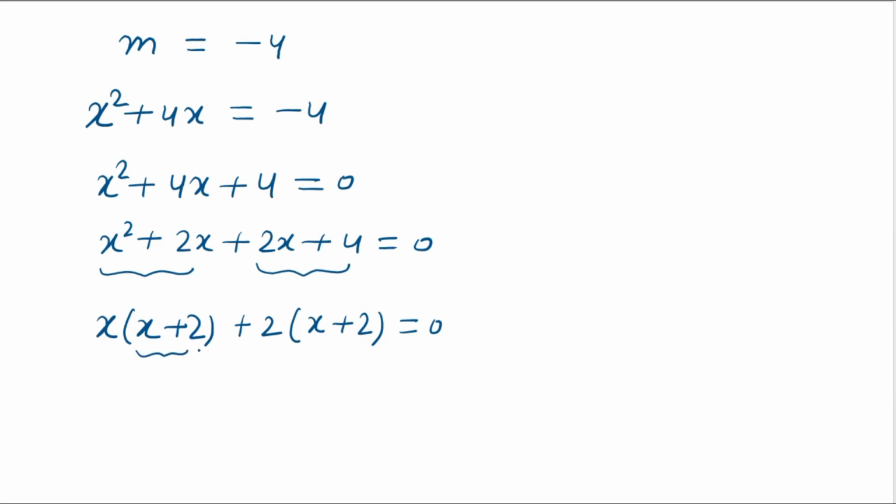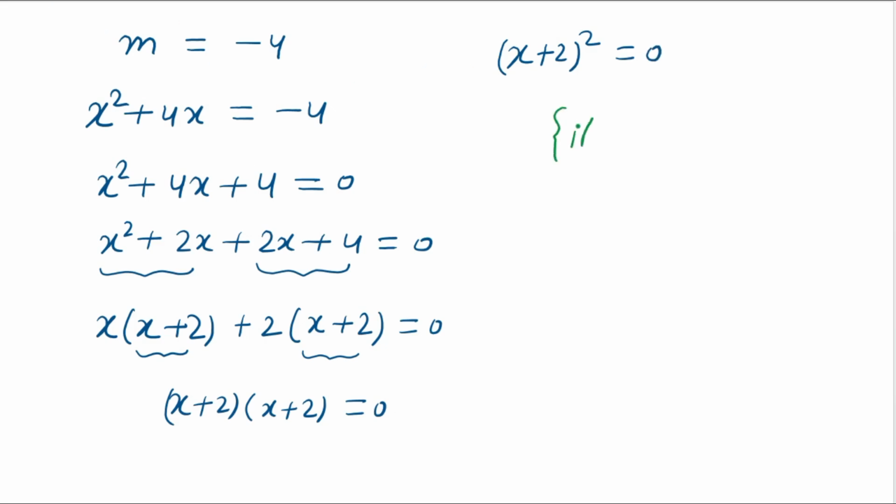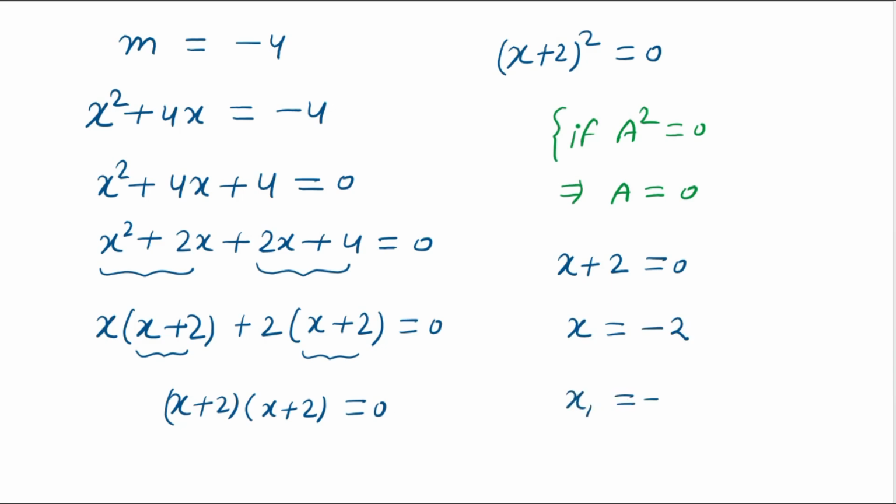Now x plus 2 is a common factor. So if we take common x plus 2, then here you will get x plus 2, and this is equals to 0. x plus 2 times x plus 2 is x plus 2 whole square, and this is equals to 0. Now if we apply this rule, if a square is equals to 0, this implies a is equals to 0. If we apply this rule, then you can say x plus 2 is equals to 0, then the value of x is equals to minus 2. This is our first solution. Let's say this is x1, and this is equals to minus 2.